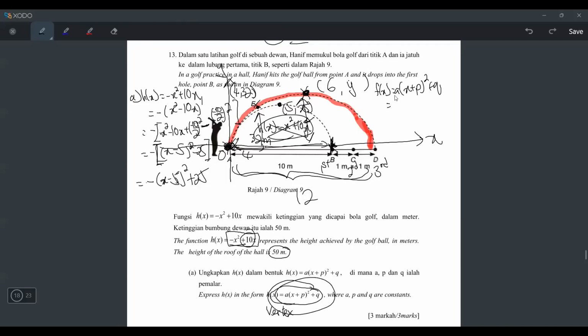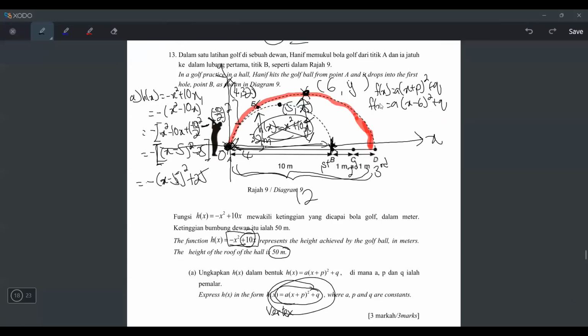But this time your a, p, and q values will be different. Just now it's like this, right? But that one is for the small curve. So this time the a I don't know, the q also I don't know, because the q is the y coordinate. The a also I don't know, but I do know the a is negative, but I don't know negative how much. But the p, I know. The p is -6, because I already know the axis of symmetry is 6, right? So that's why I know the p is -6.